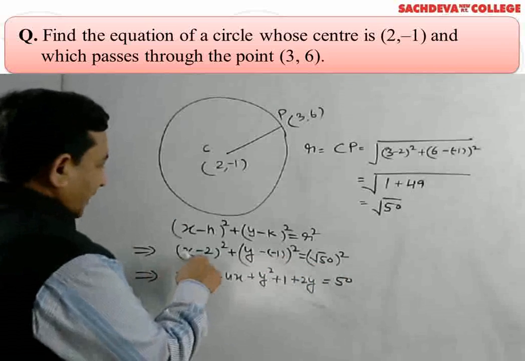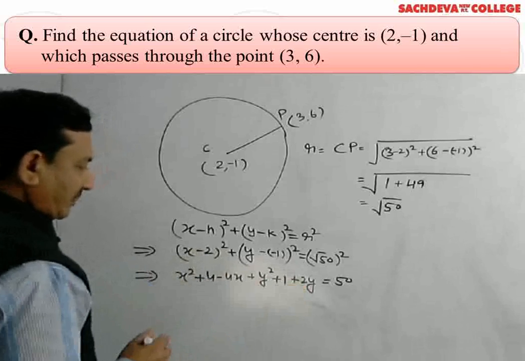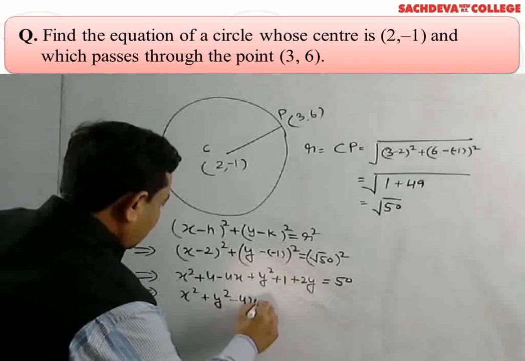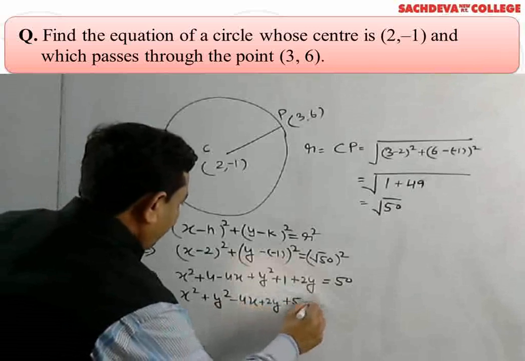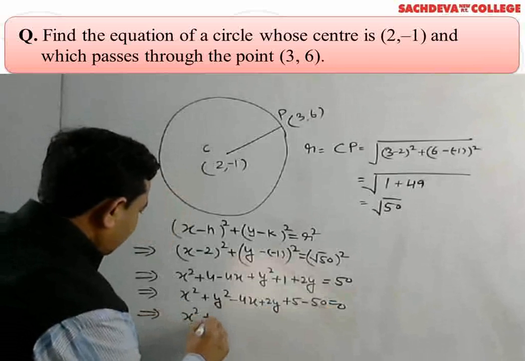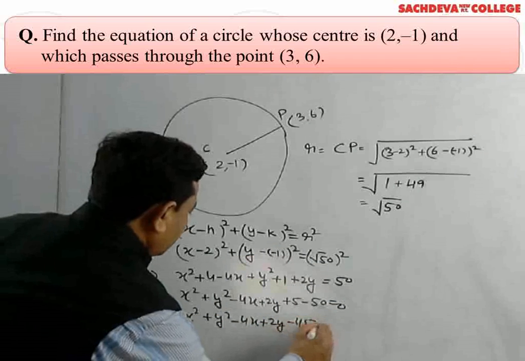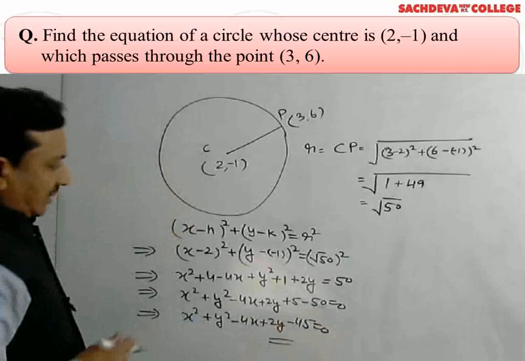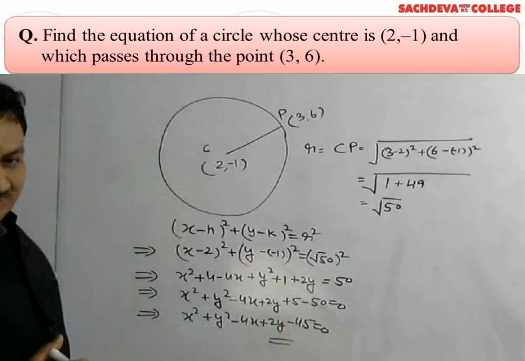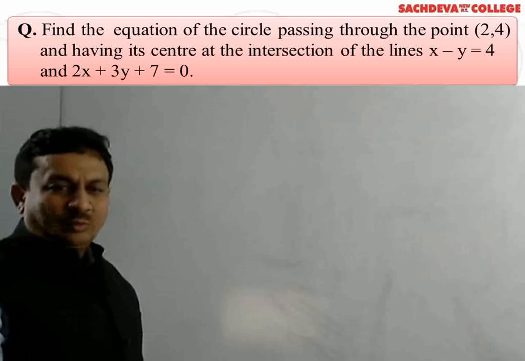Now (x minus 2) whole square is x square plus 4 minus 4x plus y square plus 1 plus 2y is equal to 50, which will be equal to x square plus y square minus 4x plus 2y plus 5 minus 50 is equal to 0, or x square plus y square minus 4x plus 2y minus 45 is equal to 0. This is the required equation of the circle whose center is (2, -1) and which passes through the point (3, 6).